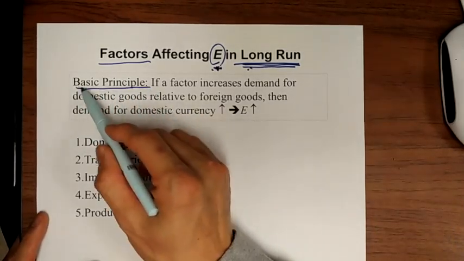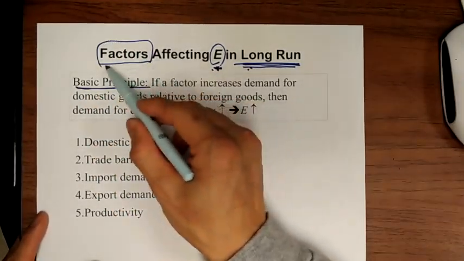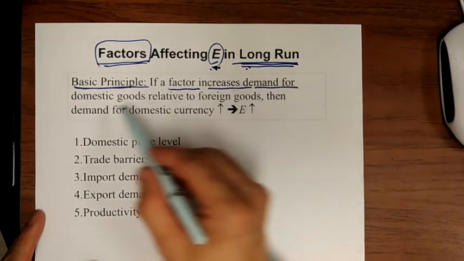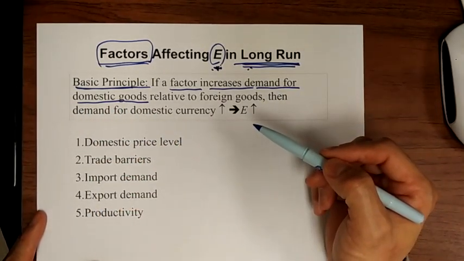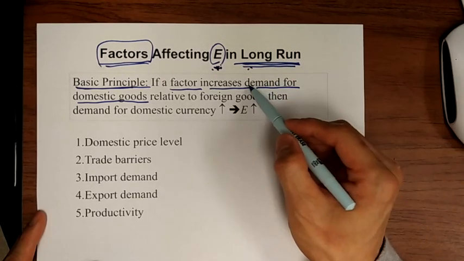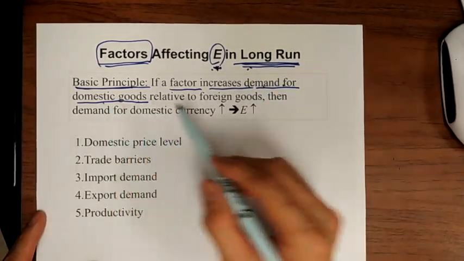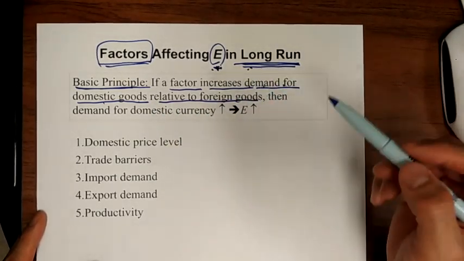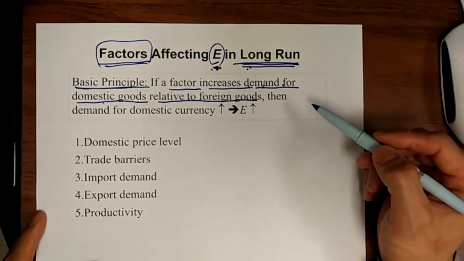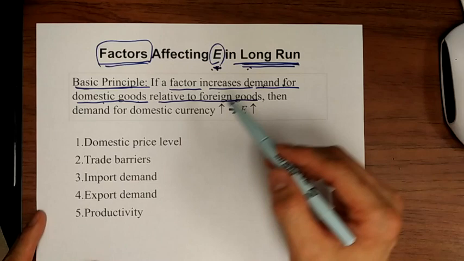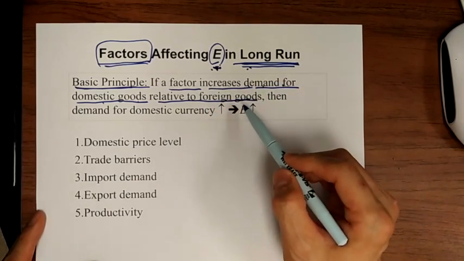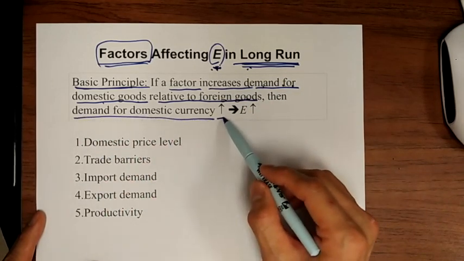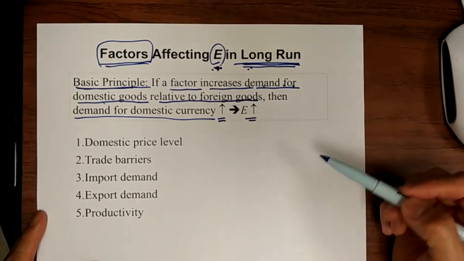So the basic principle of finding these factors is, if a factor increases the demand for domestic goods, then what do you have to do? You have to buy domestic currency in order to buy domestic goods. And you are going to sell foreign currency to buy domestic currency in order to buy domestic goods. Therefore, when you are selling foreign currency to buy domestic currency, then domestic currency is going to appreciate. Exchange rate goes up.